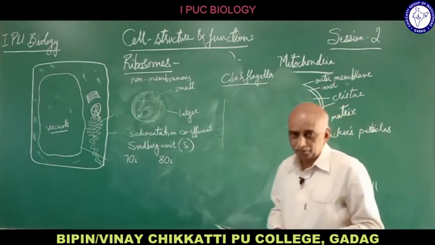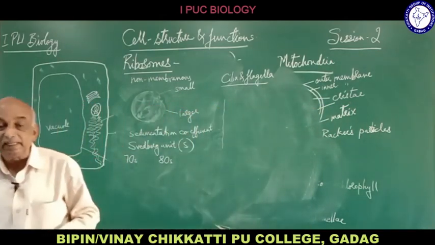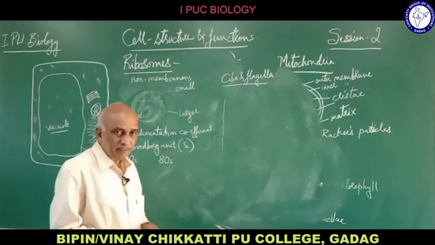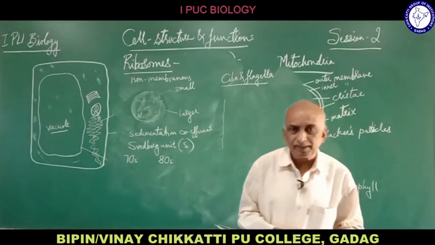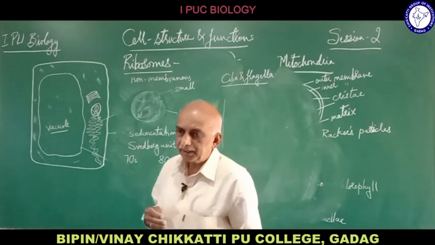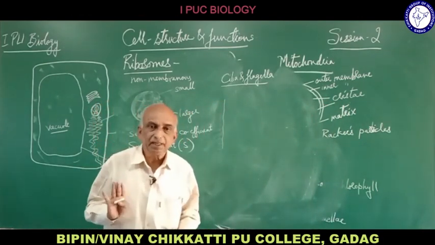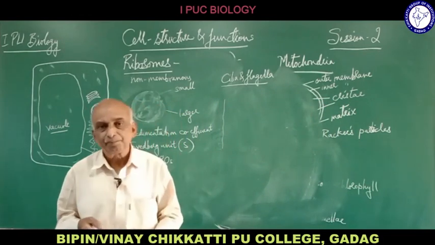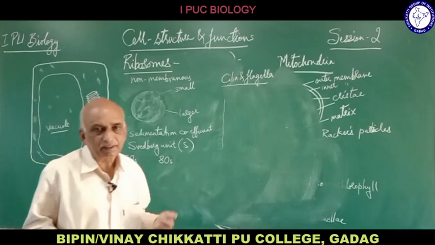Cilia, they are present in paramecium and also in ciliated epithelium. There also it helps in the movement. So in ciliated epithelium, it helps in the movement of the materials, but in paramecium, it helps in the locomotion of the cell. That is how the cilia and the flagella are helping in both.